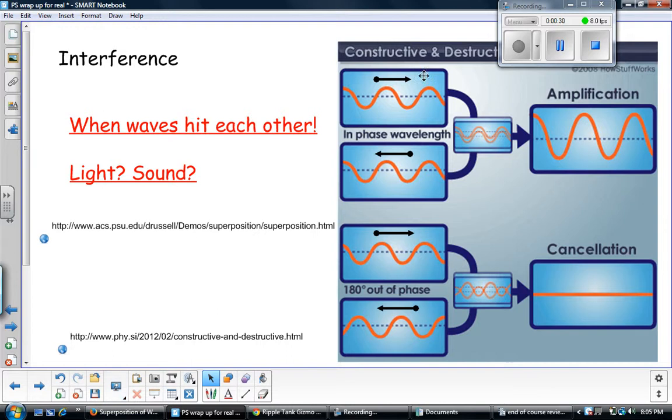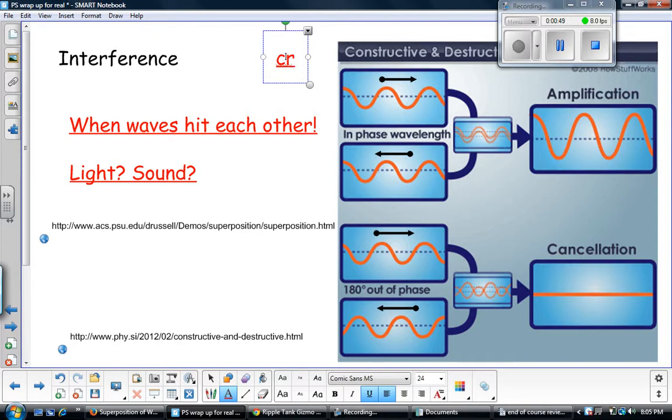Alright. Let's say that we have a wave traveling this way, you can see the arrow, and another wave traveling this way, and when they hit each other, we say they're in phase. So the top part of the hill of one of the waves is called a crest, and that's actually a pretty good word to know. Let's write that down. Crest hits the crest of another wave.